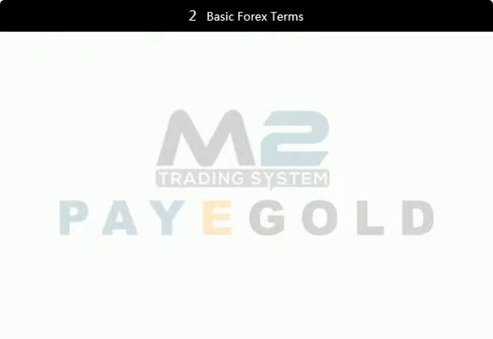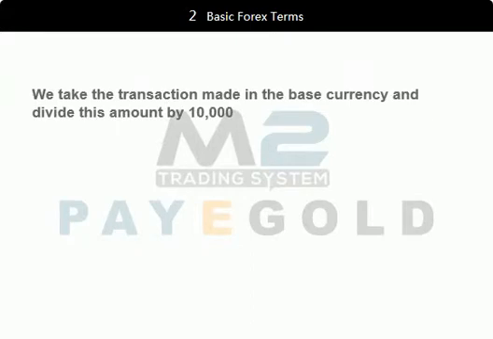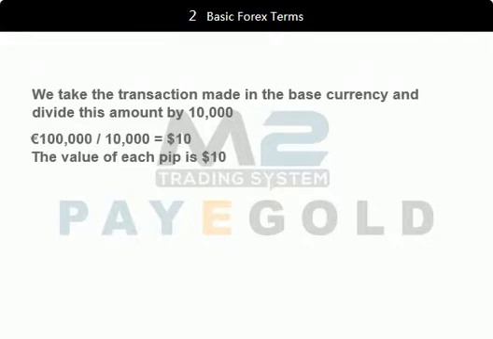How are pips calculated? We take the amount of the transaction that we have performed in terms of the base currency and divide by 10,000. This is the value of 1 pip in terms of the counter currency. For example, for a transaction of 100,000 euros, we divide by 10,000 and we get 10. This means that the value of every pip is $10. If we execute a transaction of 30,000 euros, every pip is worth 3 US dollars.